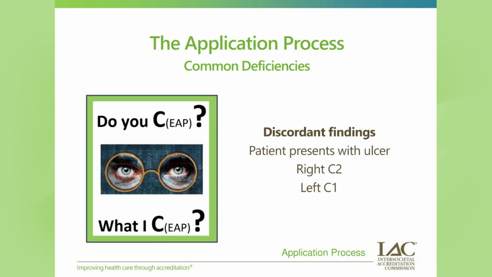Another thing we see a lot are discordant findings in the chart. One part of the chart will say patient has swelling. The other part will say no swelling. Patient presents with ulcer, but their sleep scores are 2 and 1. So it doesn't hurt to go over your charts every once in a while. That is part of your quality improvement process. So you really should identify those deficiencies if you truly are following the quality improvement process.